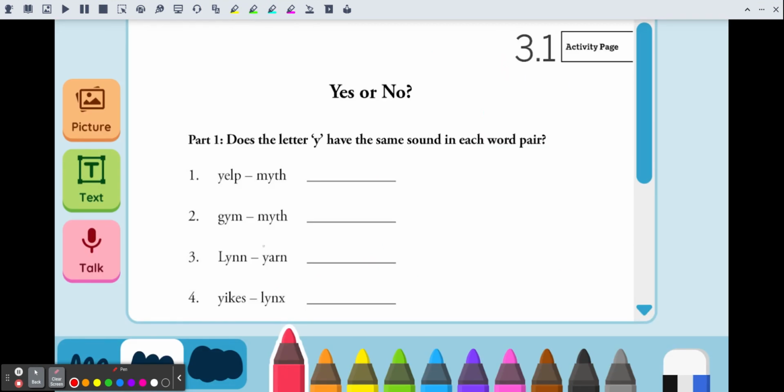Now you will go to activity page 3.1, where you will complete this activity. In part 1, you're going to circle the letter Y in each word pair, read each word in the pair aloud, and then decide whether the sound of the Y is the same in each word. In part 2, you will circle the letters representing the vowel sound in each word. Read each word in the pair aloud, and then decide whether the vowel sounds in each word are the same. And on the second page, first read aloud all the words in the box, and then choose one word from the box to complete each sentence.